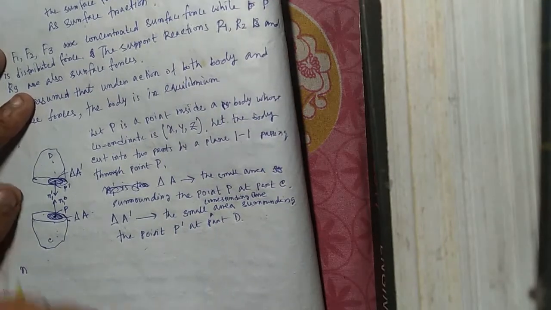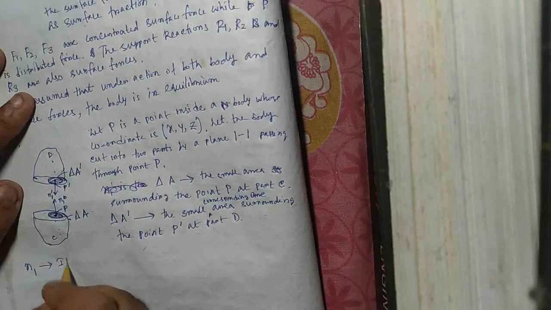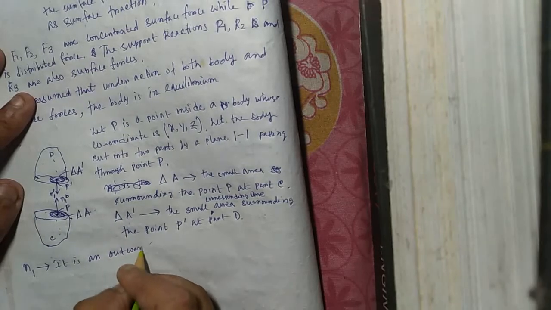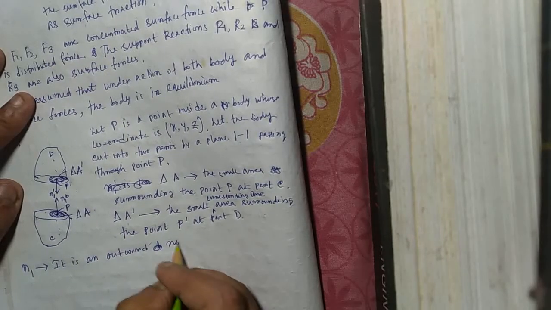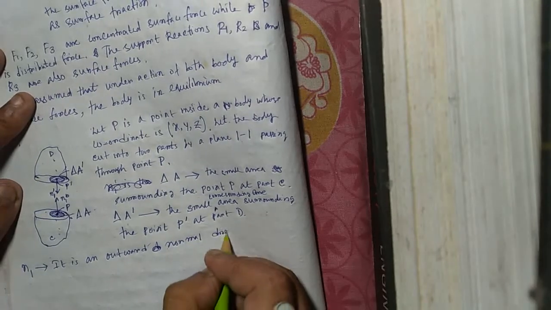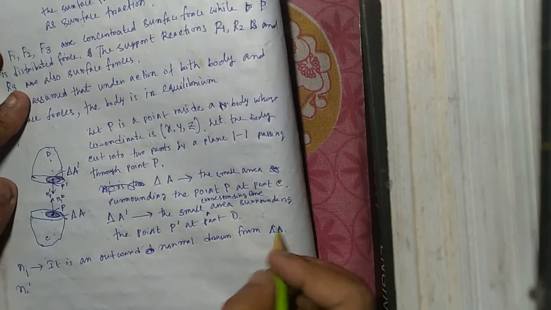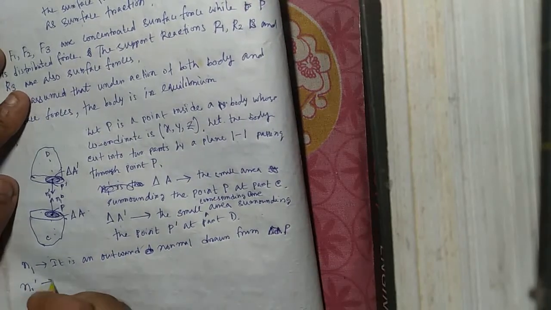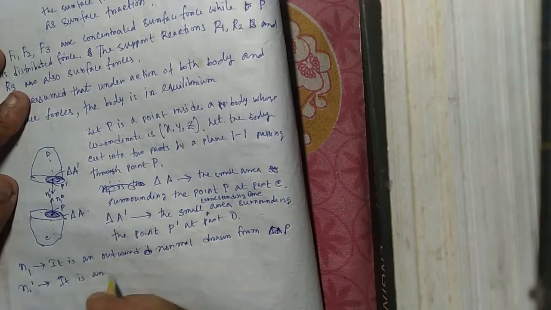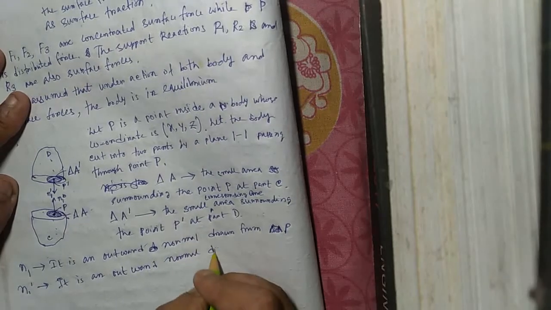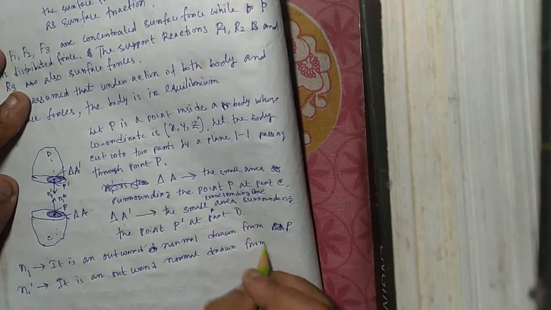Then I'm writing what N1 is. N1 is an outward normal drawn from delta A, from P. N1 dash is an outward normal drawn from P dash.